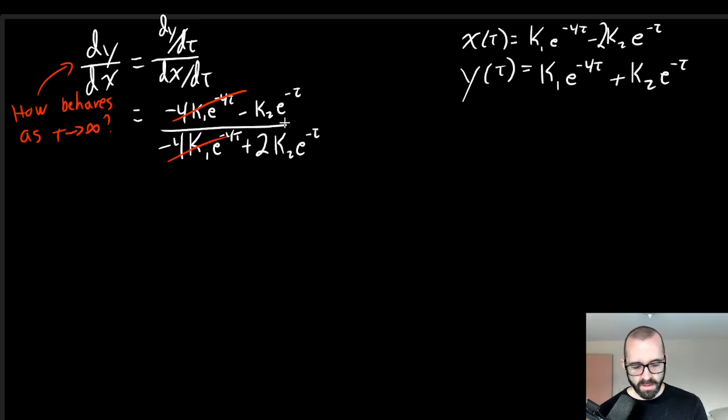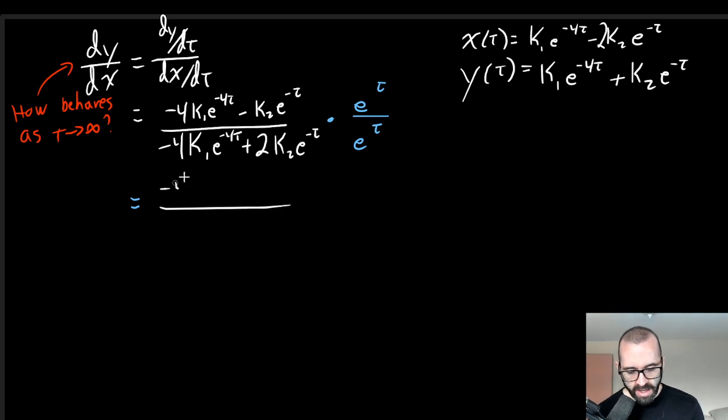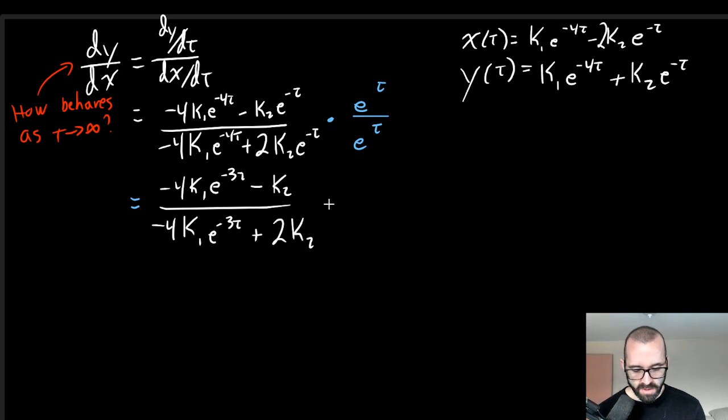You might wonder, can we just say it's the coefficients here? And I'll answer that with a trick. Let's multiply the top and the bottom by e to the t, which is really what we did with polynomials too, which let us do those shortcuts. And when you do that, we get -4 k1 e to the -3t minus k2 times 1, over -4 k1 e to the -3t plus 2k2 times 1.